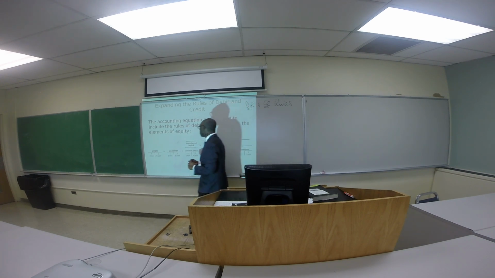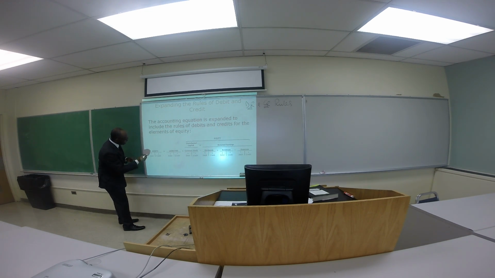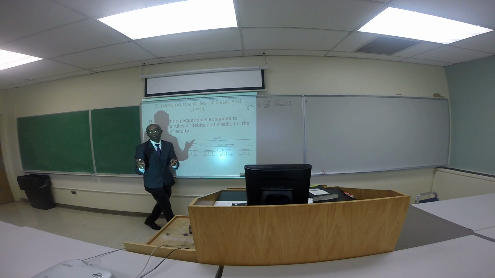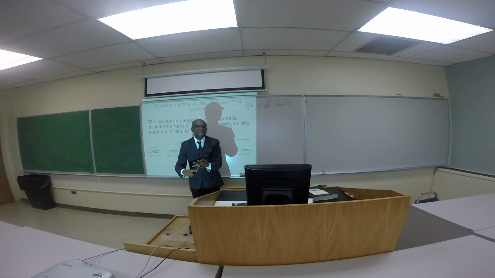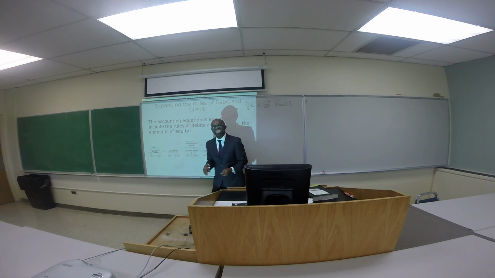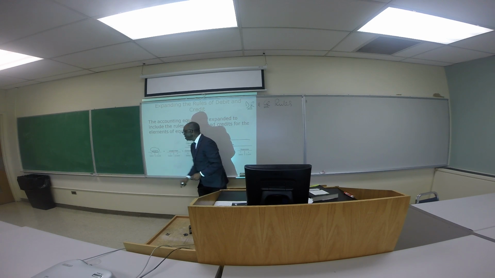What are the rules saying here? Look at this. The accounting rule says anytime there is an increase in any type of asset account, what is an example of an asset account? Cash, accounts receivable, equipment, land. Anytime there is an increase in any type of asset account, we debit.